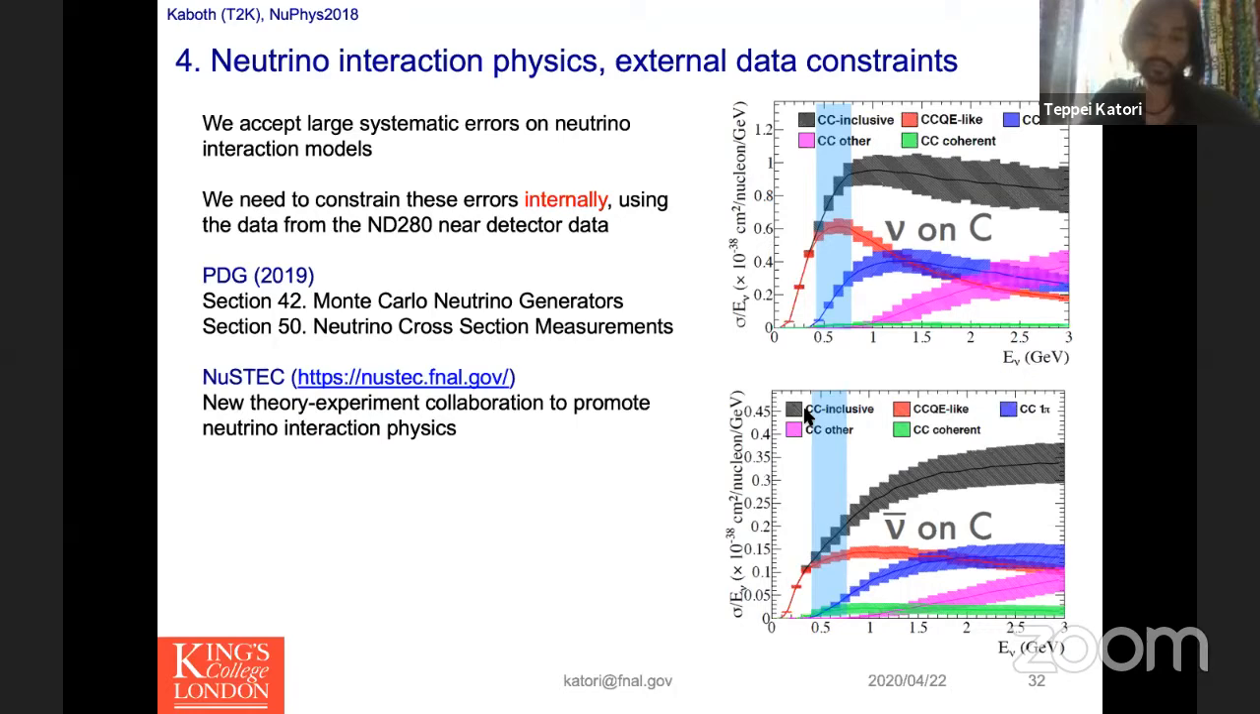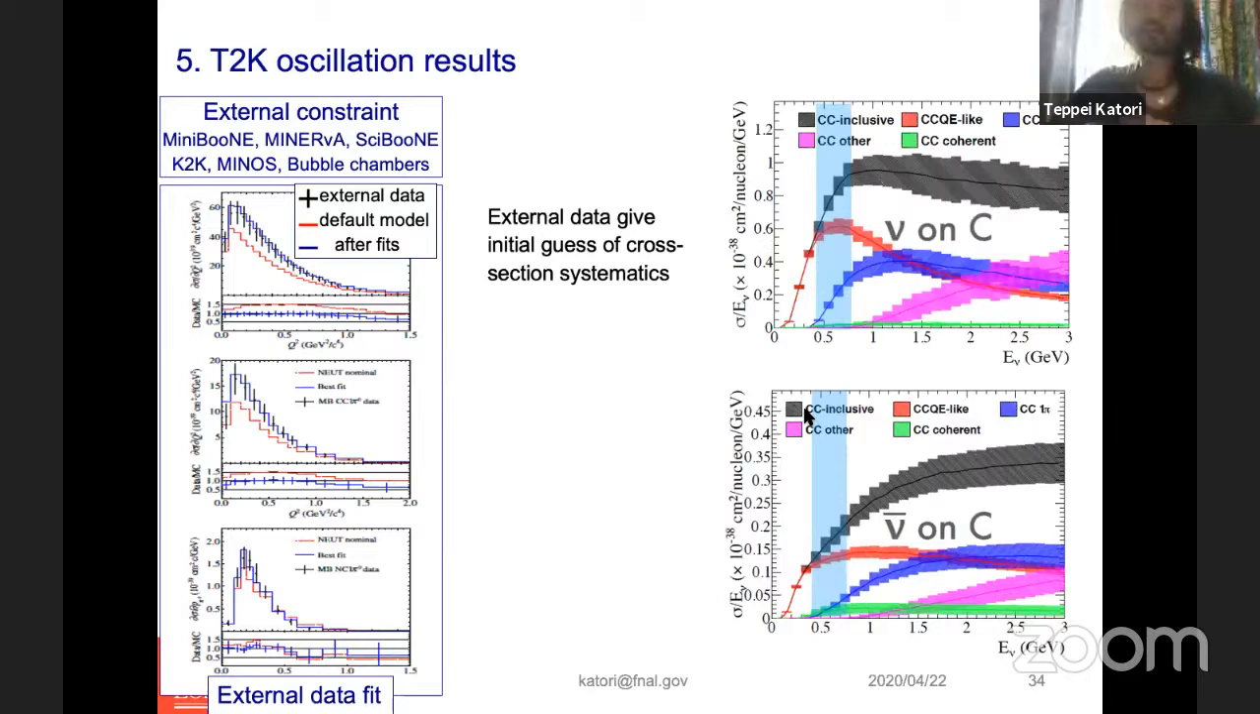Okay, so moving on to the result. The first step is to tune our model. So our neutrino interaction model is tuned from the external data, like MiniBooNE, MINERvA, SciBooNE, K2K, MINOS, and bubble chambers. And this right figure is what we get. But this is too big an error. So we have to use the internal data from ND280 to constrain all parameters.